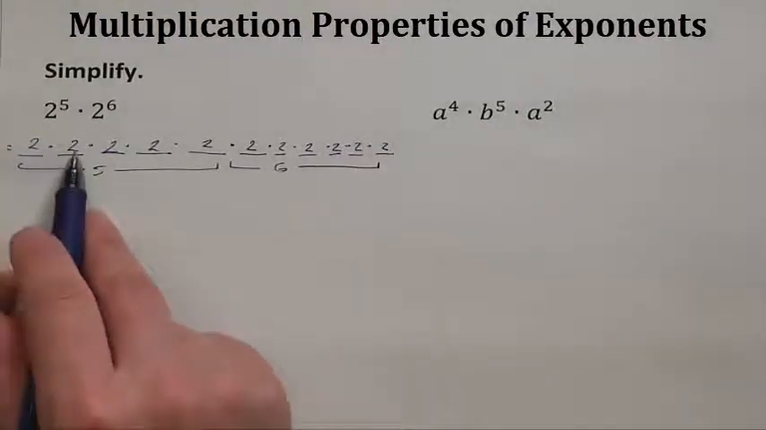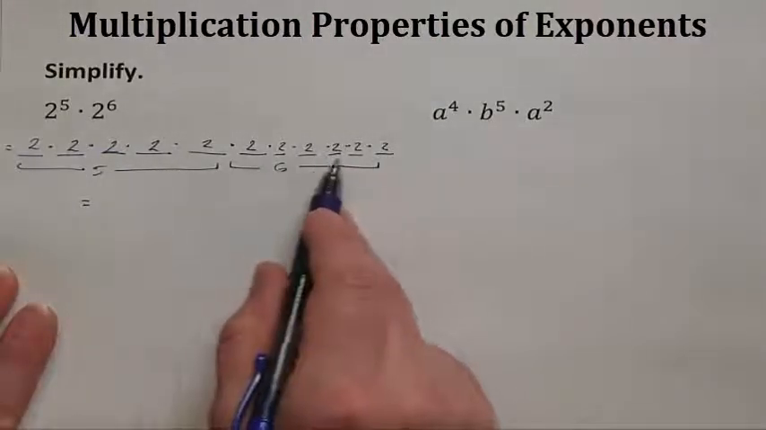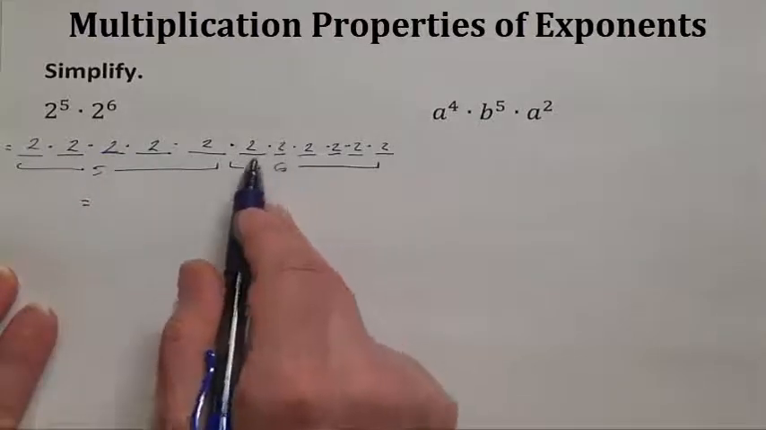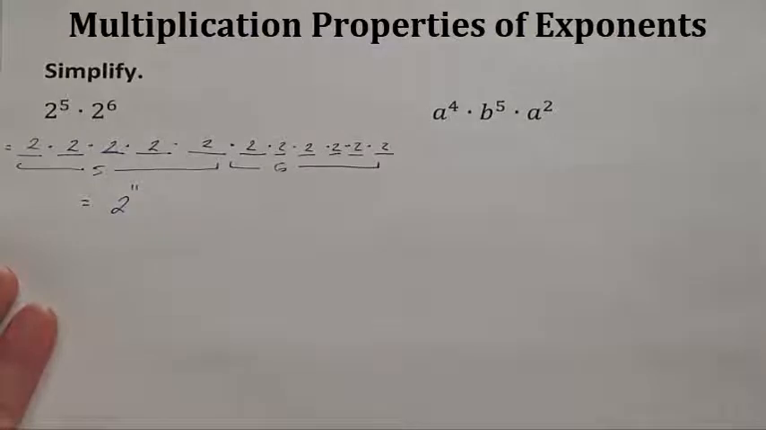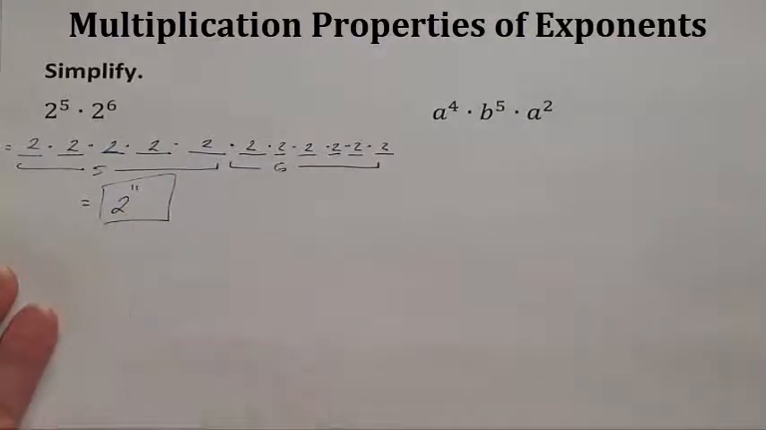Well, I see nothing but 2's. So how many times were my 2's actually multiplied together? I saw 5 of them here and 6 of them here. So I have a total of 11 2's multiplied together. So 2 to the 11th is my answer. I saw 11 2's multiplied together.